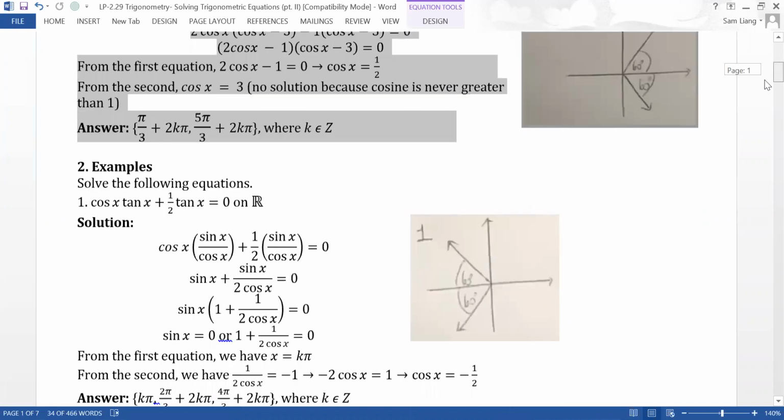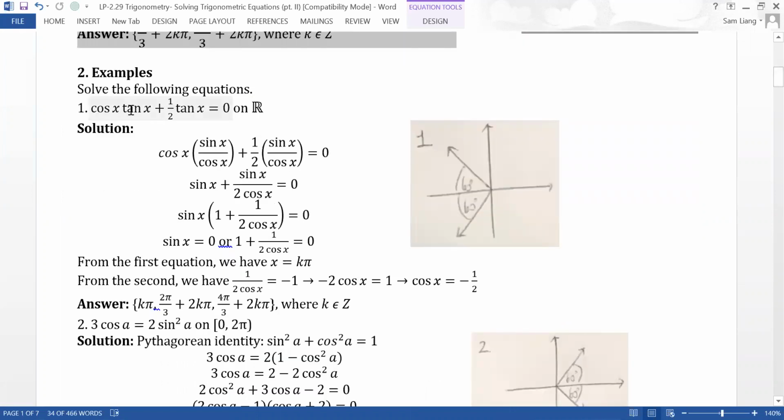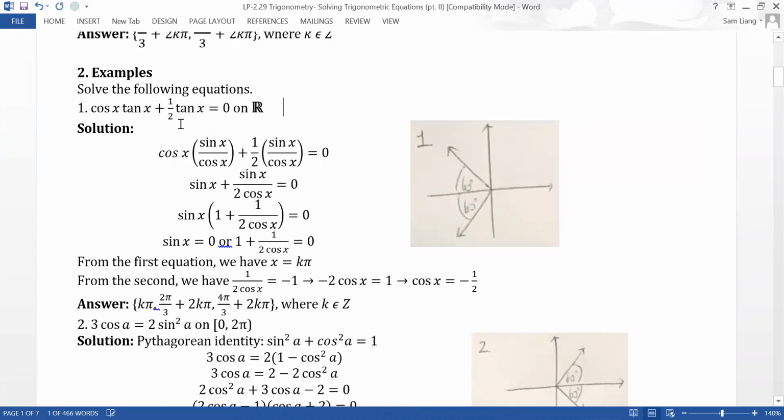All right, here's the first example. So here we have cosine x tan x plus 1/2 tan x equals 0. And note that we are solving over all real numbers, so on R, that means over all real numbers. Okay, so cosine x, I just changed the tan x to sine x over cosine x.